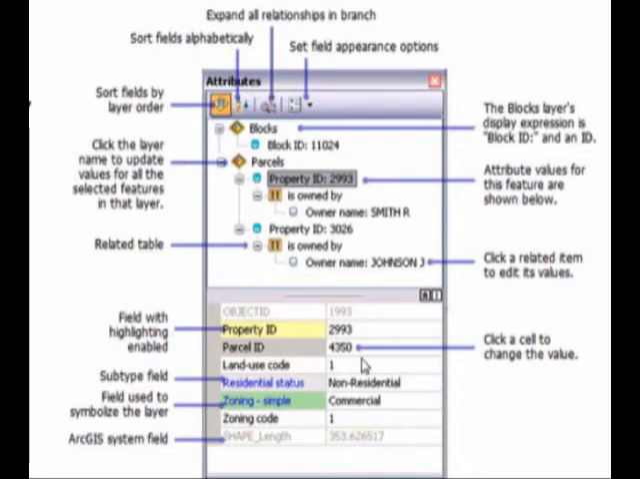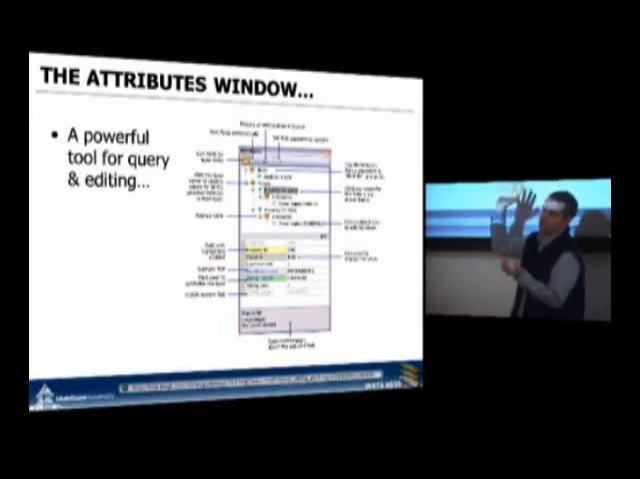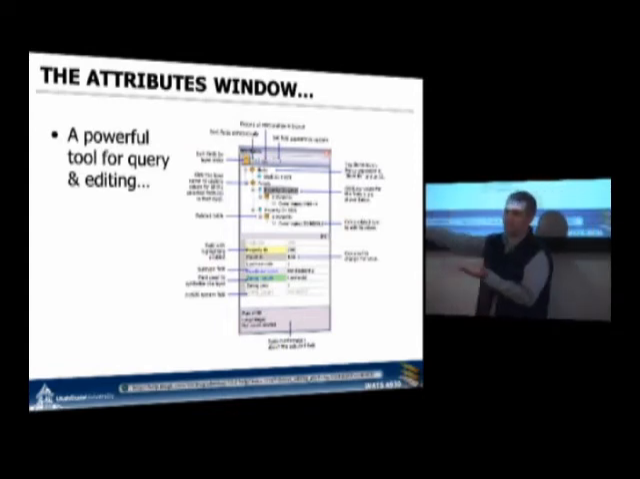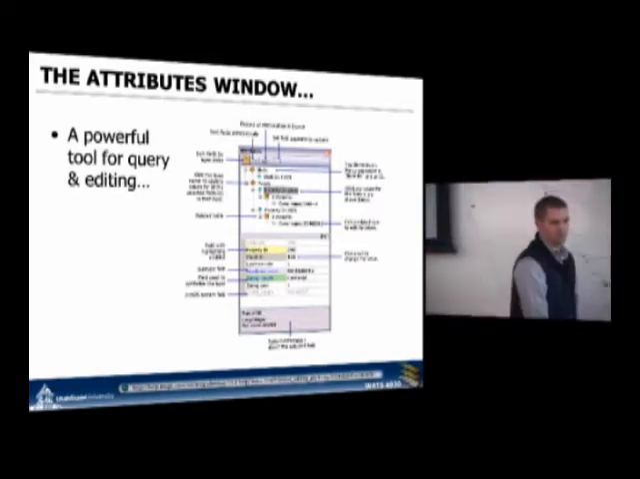So the feature class templates are nice for populating a single field, but if you want to populate multiple fields at once before you're done with drawing that entity, the attribute window is really helpful for that.